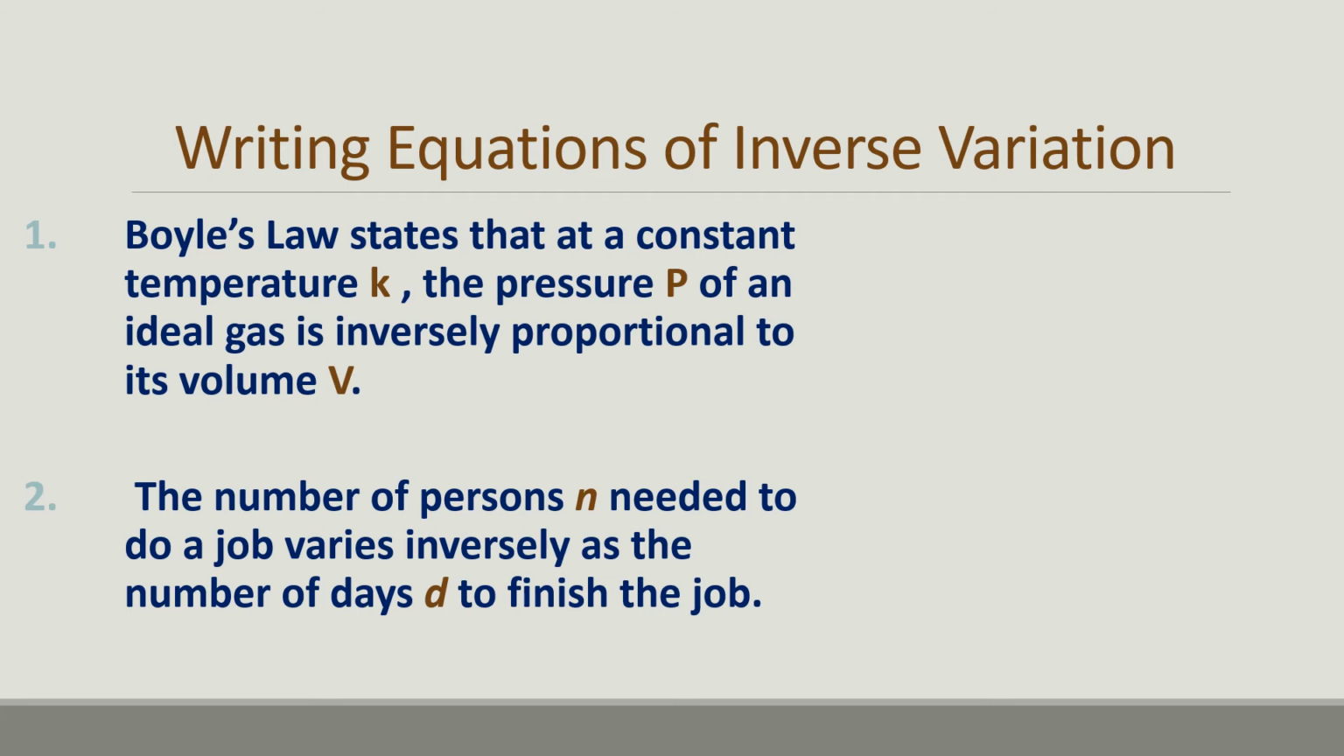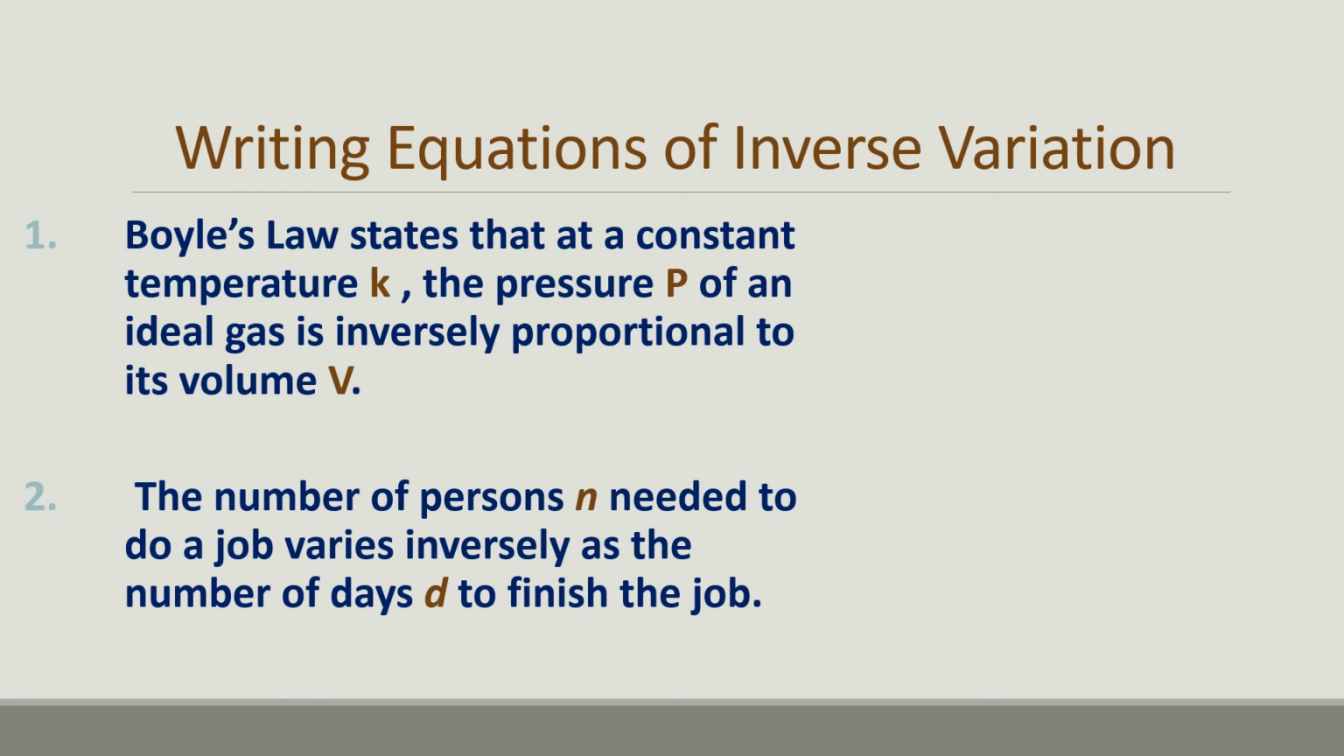So now, let's try writing equations of inverse variation. So for number one, we have Boyle's law states that at a constant temperature K, so this time the K is already stated, it's already given. The pressure P of an ideal gas is inversely proportional to its volume V. Okay, so it's inversely proportional. So what are the variables used? We have P and then we have V.